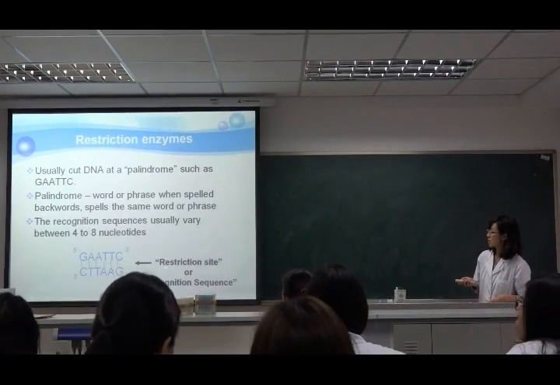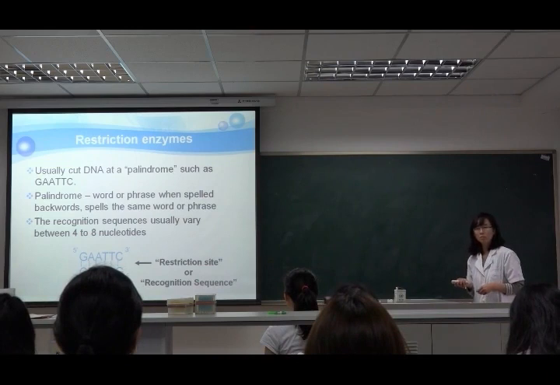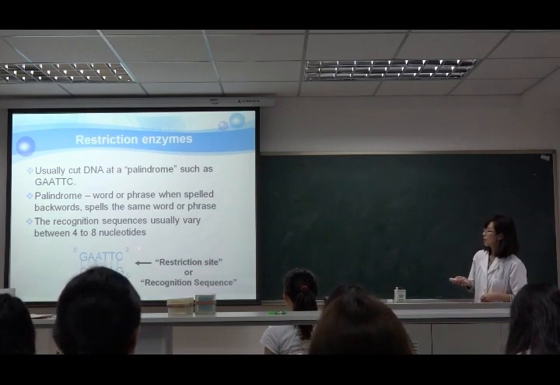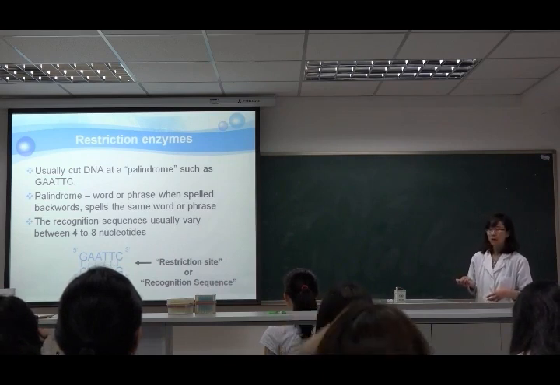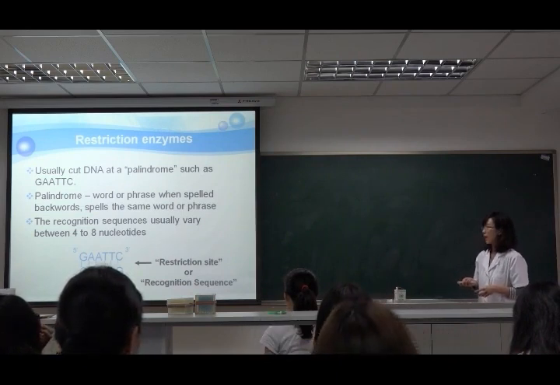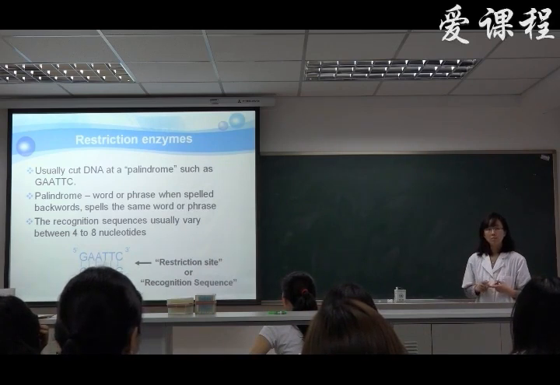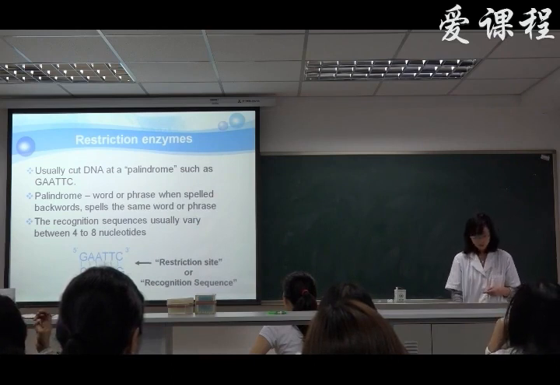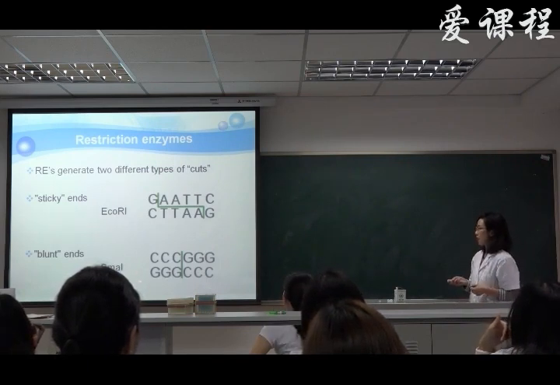this the restriction site or recognition sequence, and the restriction enzyme will recognize this sequence. The recognition sequence usually varies between 4 to 8, and most often 4 to 6 nucleotides. When the restriction enzyme recognizes its site, the enzyme can cut the double-stranded DNA. However, one enzyme can only recognize one restriction site.